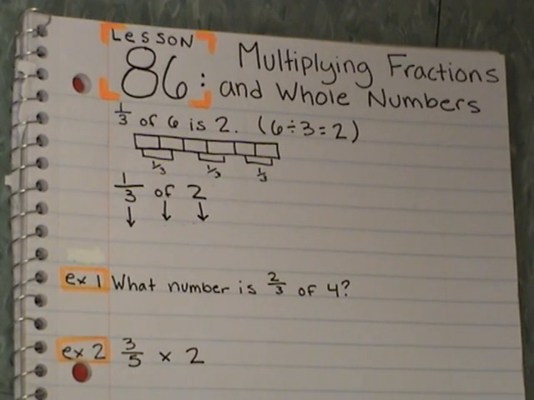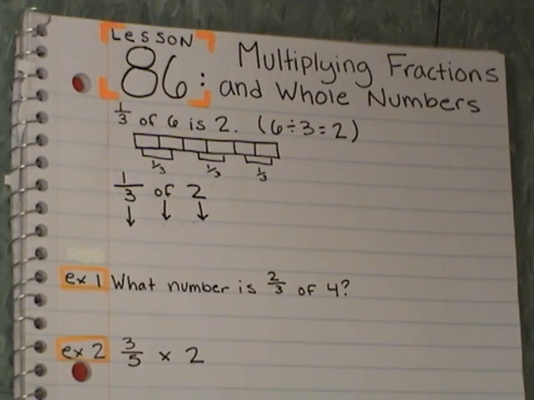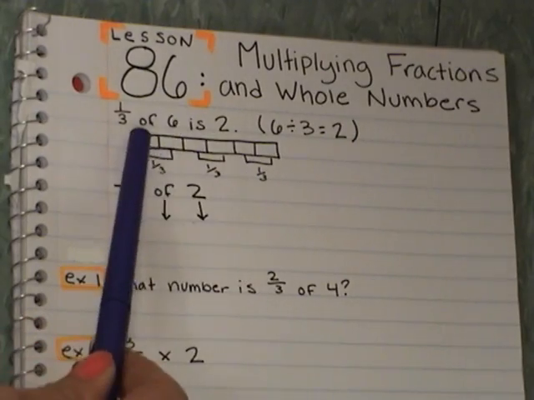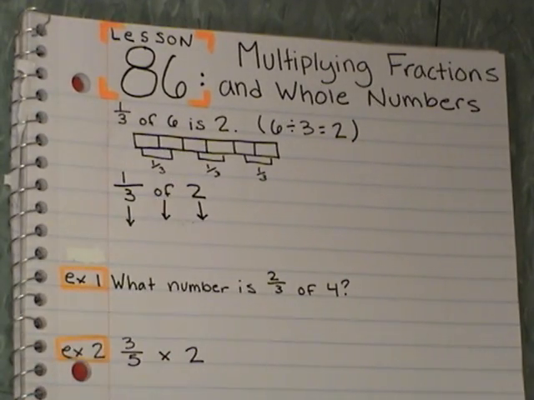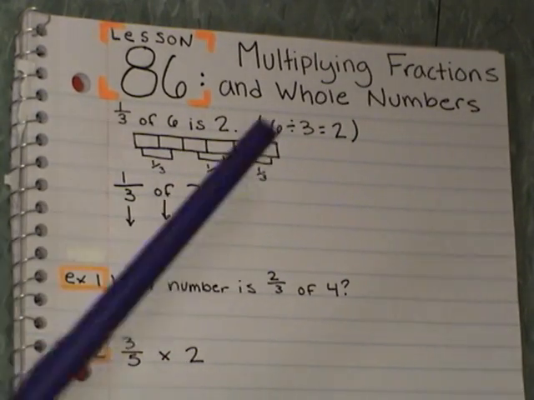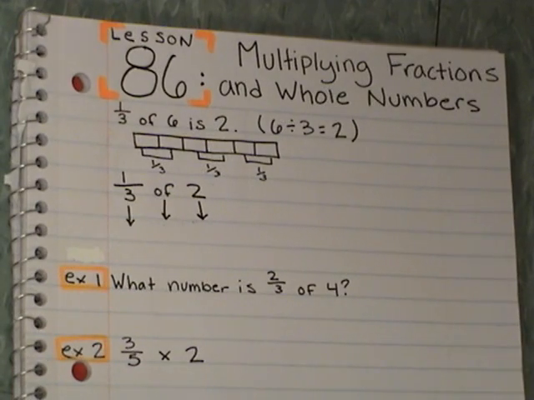So tonight's lesson is lesson 86, and we are multiplying fractions and whole numbers. We have found a fraction of a whole number by dividing the whole number by the denominator of the fraction. We've done that before. But if we look at this problem, it says 1/3 of 6 is 2. And so really we're asking ourselves 6 divided by 3 equals 2.